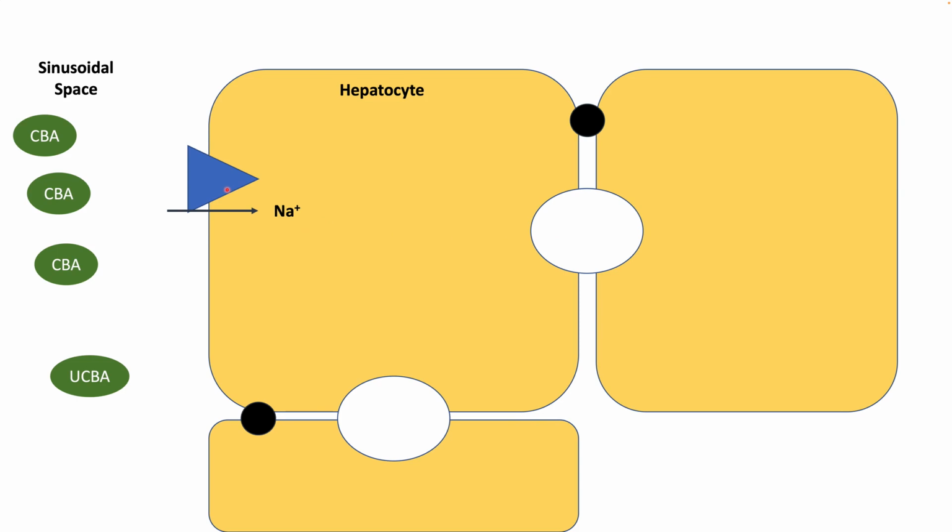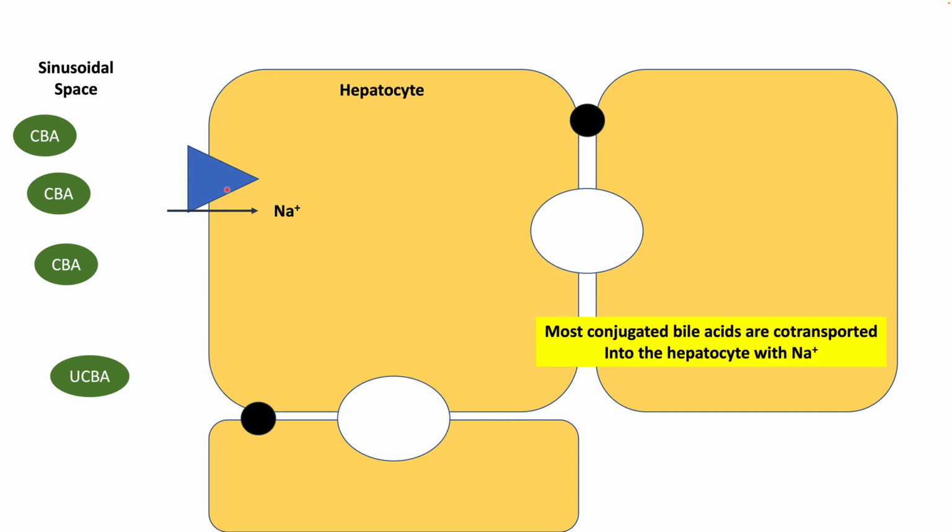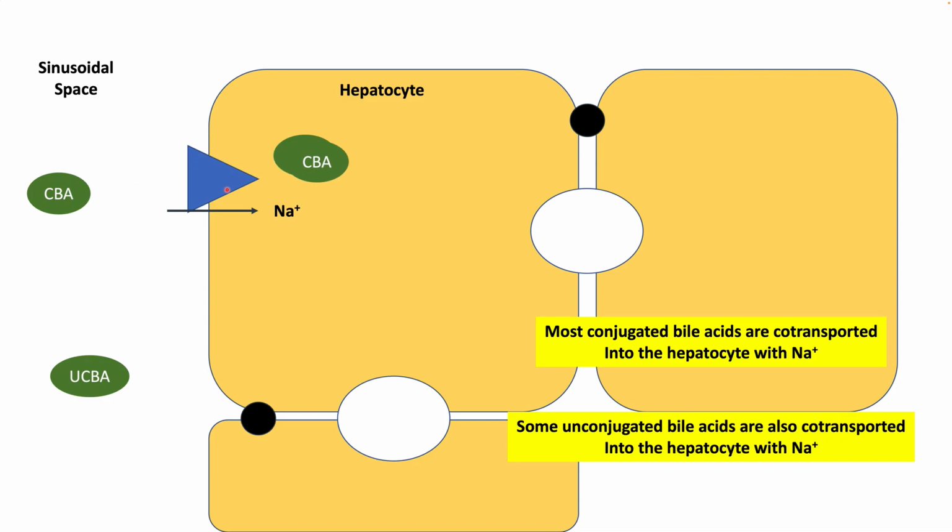So this first mechanism, the sodium co-transport mechanism, uses the concentration gradient of sodium, so it's a secondary transport mechanism to get both conjugated bile acids and unconjugated bile acids into the hepatocyte. So we can get both types in. It seems to favour conjugated, but unconjugated bile acids can also move into the hepatocyte this way.